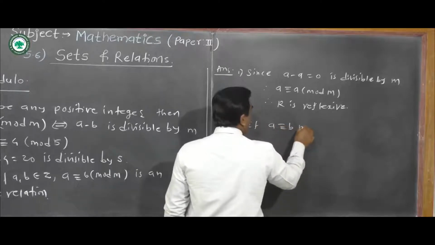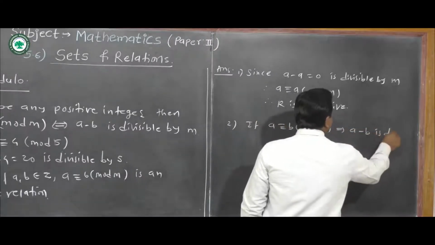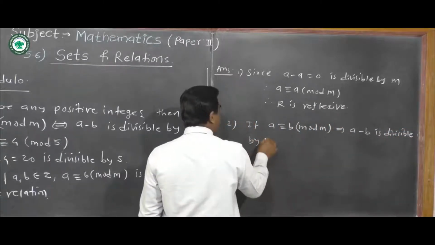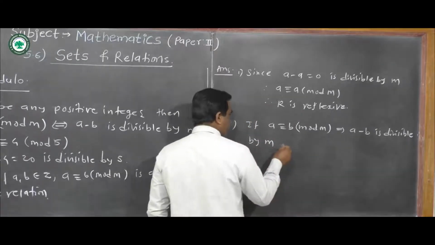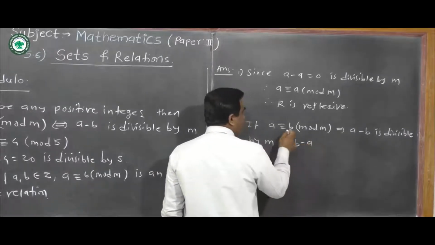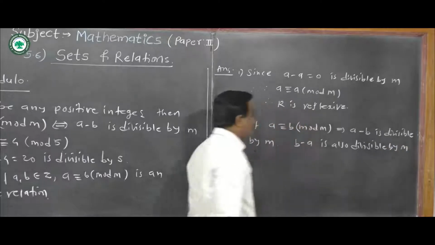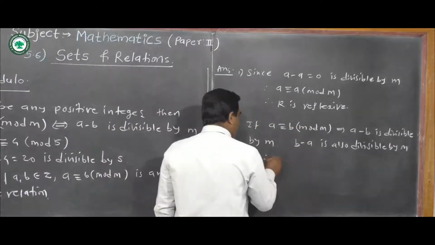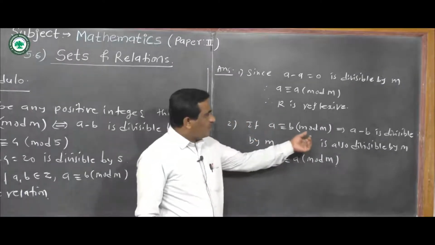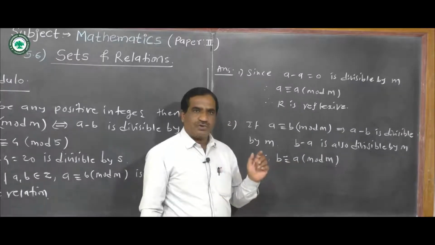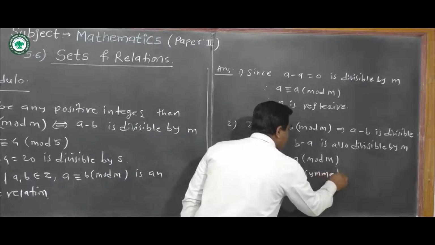If A is congruent to B modulo M, this implies that A minus B is divisible by M. That is, the difference of A and B is divisible by M. Then B minus A, the difference of B and A, is also divisible by M. Therefore, we can write B is congruent to A modulo M. We consider A congruent to B modulo M, then we get B congruent to A modulo M. Therefore, this relation R is symmetric.